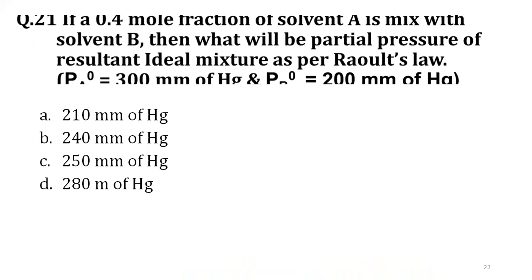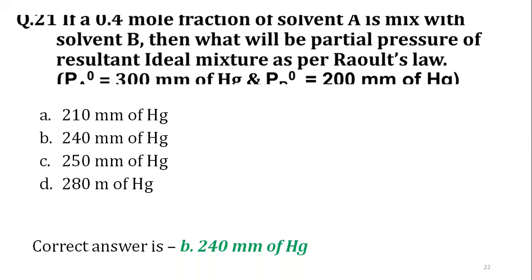Question number 21. If 0.4 mole fraction of the solvent A is mixed with the solvent B, then what will be the partial pressure of the resultant ideal mixture as per Raoult's law? The given values are, the vapor pressure of pure A is 300 mm of Hg, and the vapor pressure of pure B is 200 mm of Hg. Option A, 210 mm of Hg, option B, 240 mm of Hg, option C, 250 mm of Hg, and option D, 280 mm of Hg. So the correct answer is option B, that is 240 mm of Hg.